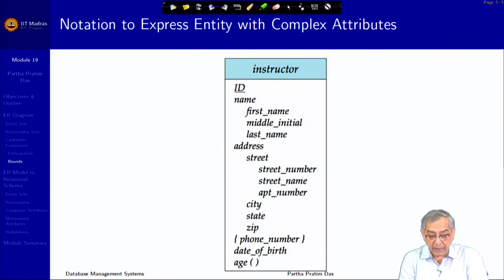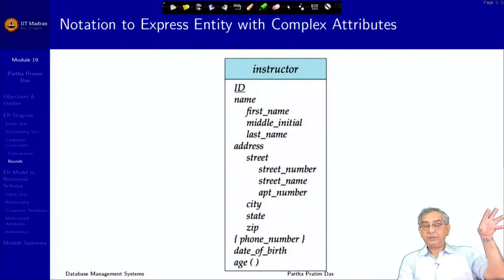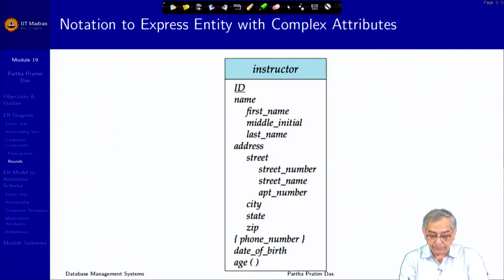Then note another thing: the phone number is put within curly braces. That means that this is a multi-valued attribute. You remember single attribute, composite attribute, single-valued attribute, multi-valued attribute. So, here we are showing the notation for composite attributes as well as multi-valued attributes.